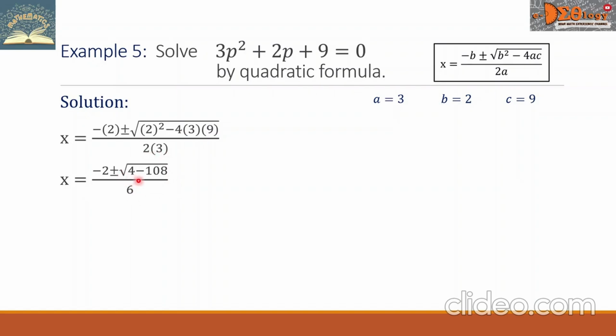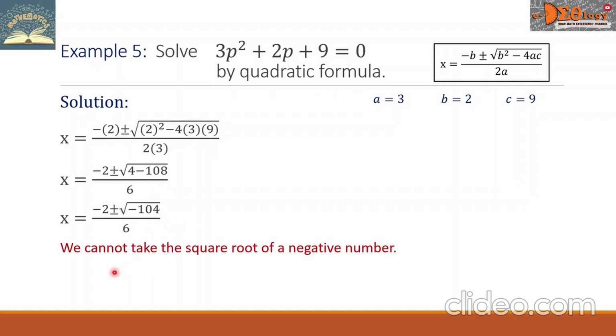We simplify the values inside the radical sign. 4 minus 108, and that will be negative 104. When we simplify this square root, we say that we cannot take the square root of a negative number. So that means we will conclude that the given equation has no real solution.